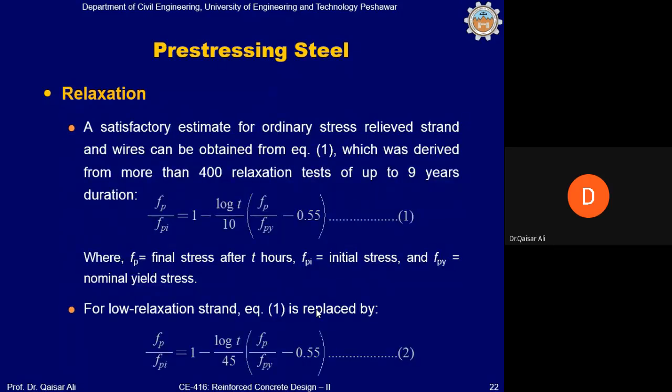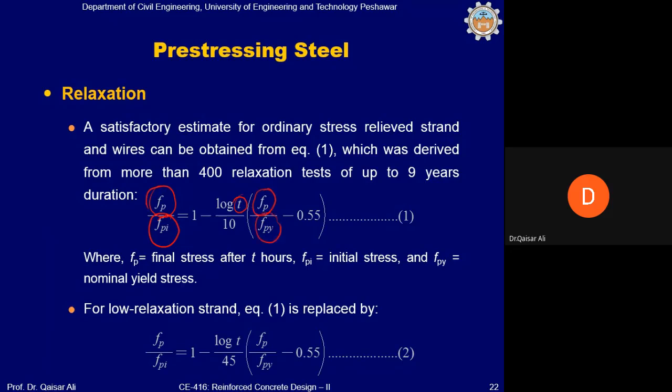FP is the stress which will be left after relaxation. FPI is the initial pre-stress applied, and log T, where T is the time in hours, is the time after which we want to know how much loss has occurred due to relaxation. FP is again the final stress after relaxation. FPY is the yield strength.